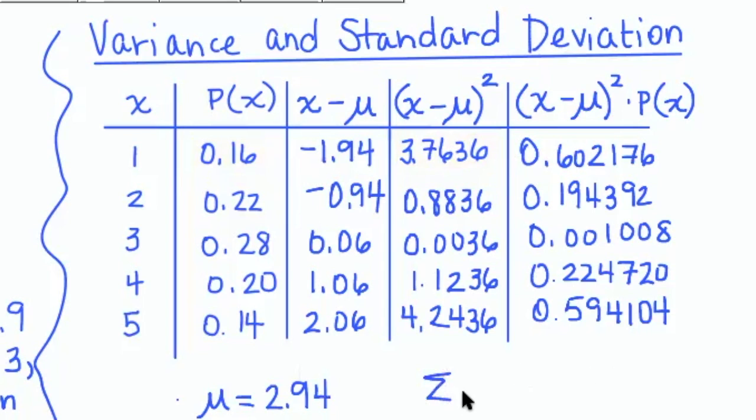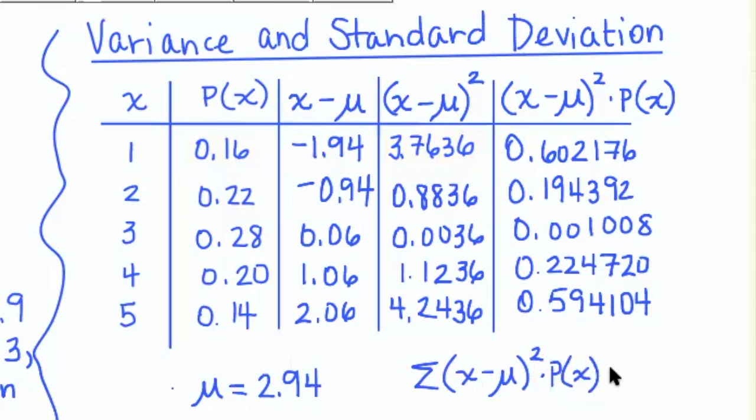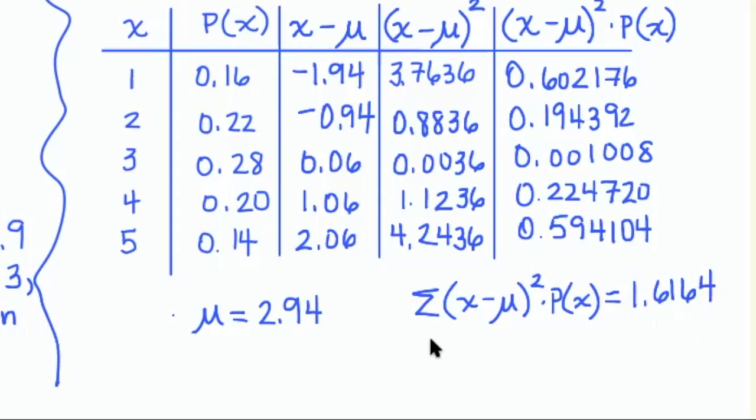So if we take the sum of x minus the mean squared times the probability of x, we're going to add up all of these decimals here, and you're going to get about 1.6164, and that's going to be your variance, which again is this symbol here, sigma squared, and report that value to one decimal place, so 1.6. That's a measure of how spread out this data is.